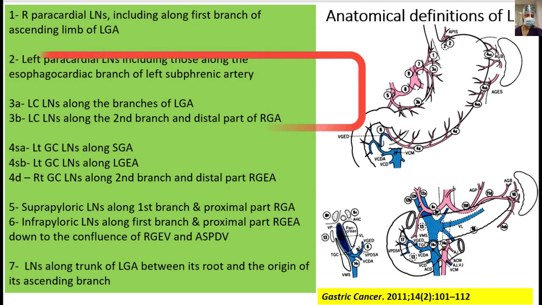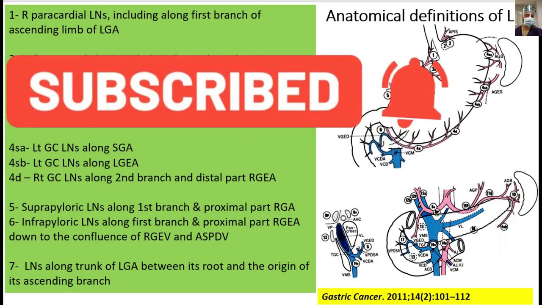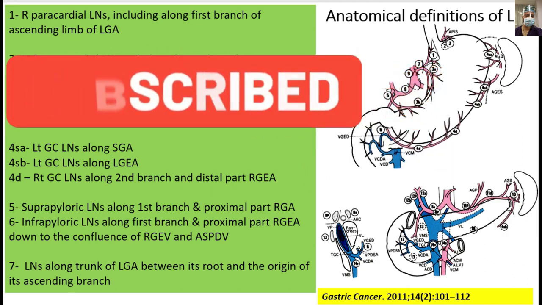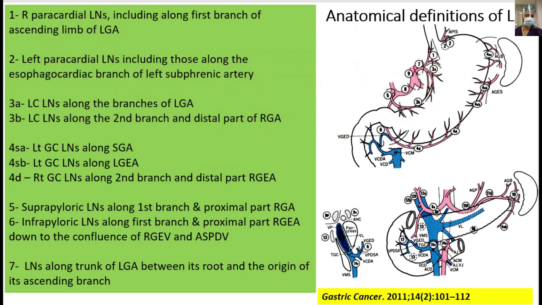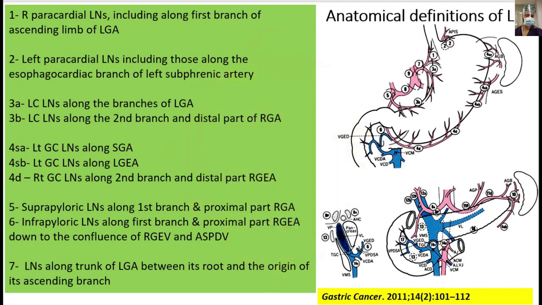So 1, as I said, is an odd number towards the right side. It is the right paracardial lymph node, including along the first branch of the ascending limb of the left gastric artery. Second is the left paracardial lymph node, including along the esophagocardiac branch of the left subphrenic artery. 3A and 3B are the lesser curvature lymph nodes along the branch of the left gastric artery and along the second branch of the distal part of the right gastric artery.